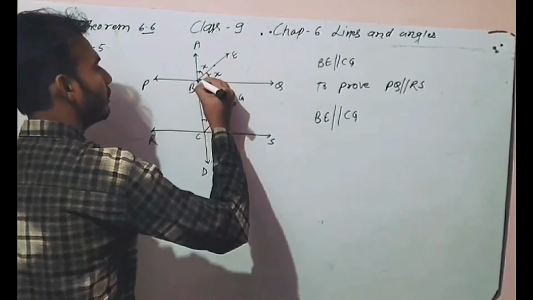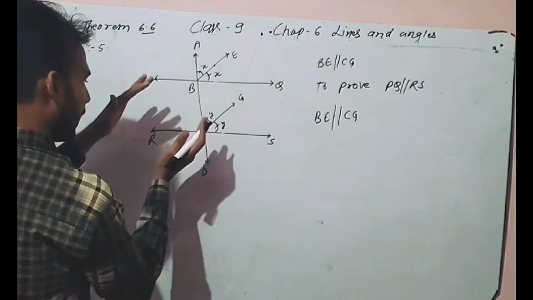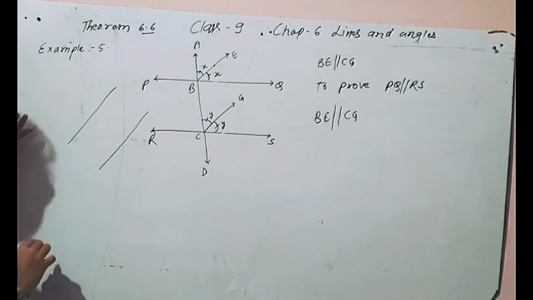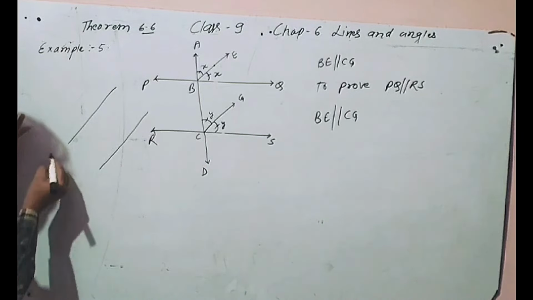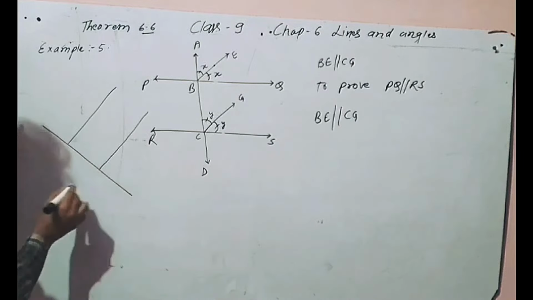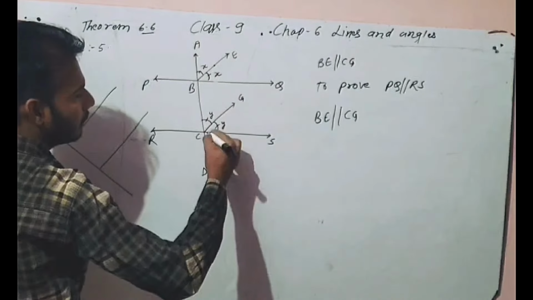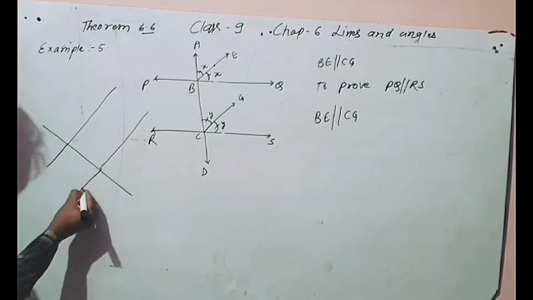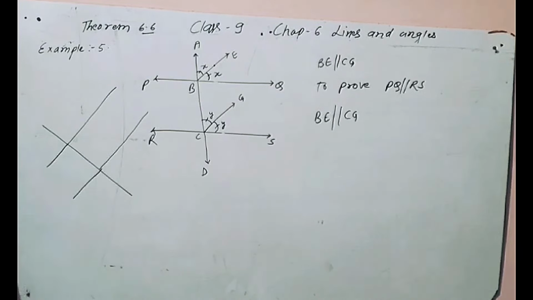See, this BE is parallel to CG. I'm just putting it here to make you understand that these two lines are BE and CG. And one line is bisecting these, meaning this is the transversal line and these are BE and CG. If I extend BE and CG like this, you can understand.